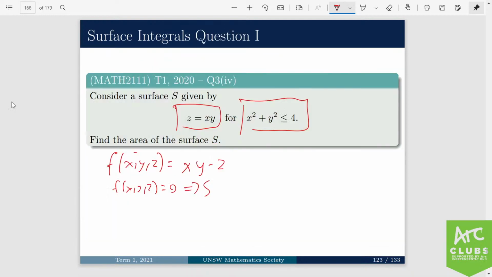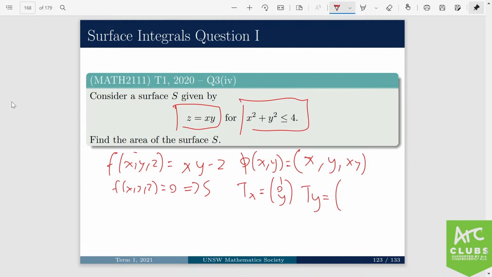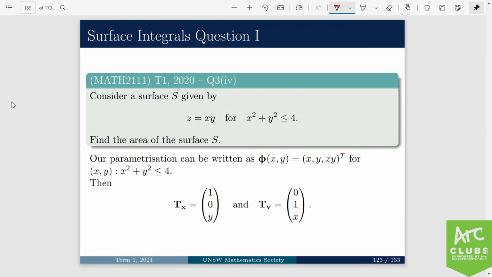So we need to find some phi, some parameterization in terms of two variables, and that's quite easy. It's really just given to us. We just use x and y. Since we have z in terms of x and y, we can say x is x, y is y, and z is xy. Then we can find our two gradients. Differentiating with respect to x, Tx is 1, 0, y. Ty is 0, 1, and x. And then we need to take the norm of the cross product. So you have i, j, k, 1, 0, y, 0, 1, x.